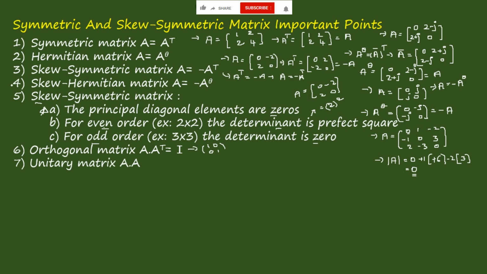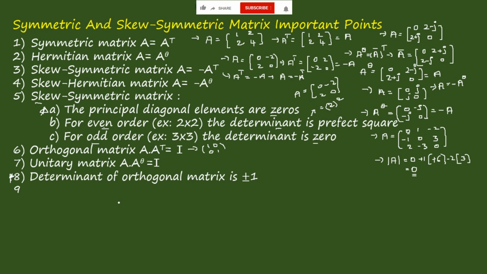Now in the case of complex numbers, a unitary matrix is A into A conjugate transpose is equal to I. I is again nothing but an identity matrix. Now coming to the next one. The determinant of an orthogonal matrix is plus or minus 1. This is very important. When A into A transpose is equal to I, it is known as an orthogonal matrix. In this particular case, we get the determinant as plus or minus 1.